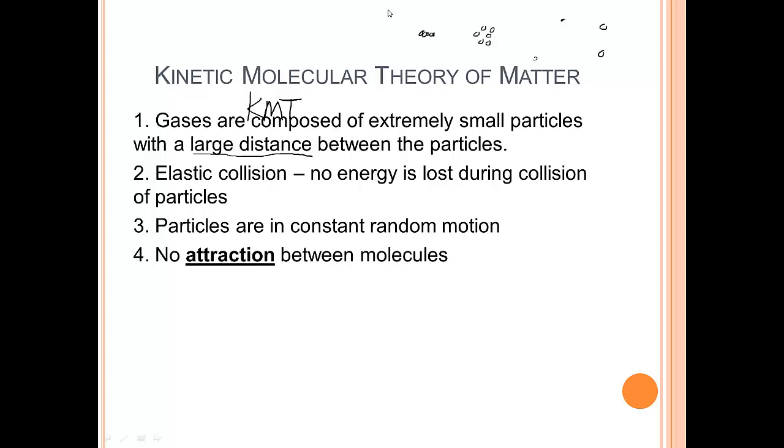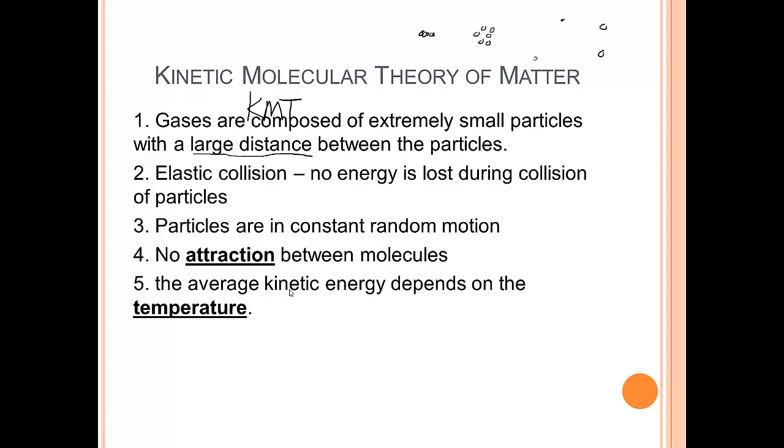Okay, so our fourth thing we're looking at, and again, these are all describing the perfect or ideal gas. There's no attraction between any of the gas molecules, which again leads up to this number 2. That's why all the collisions are elastic. There's no attraction between the molecules, so they just kind of bump into each other and keep on moving. So there's no strong magnets, nothing attracting them. That's why they're in that constant random motion. These all kind of relate to each other.